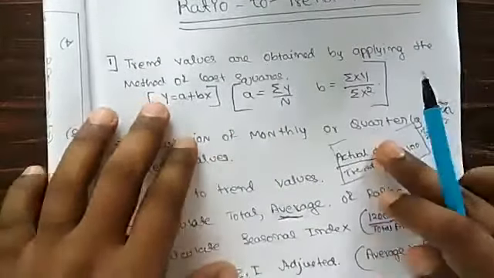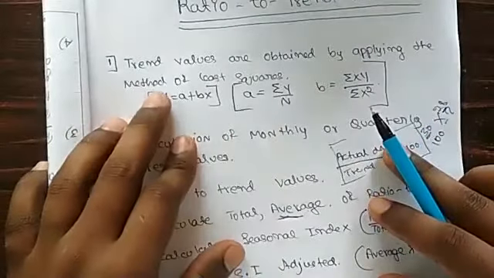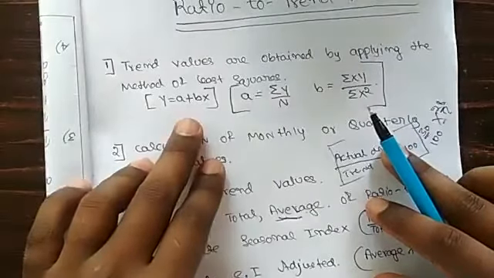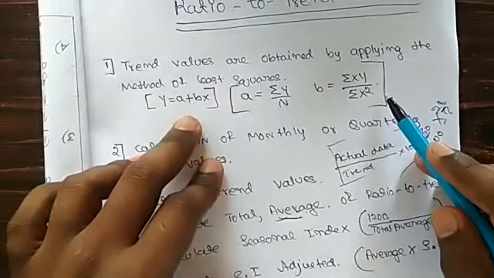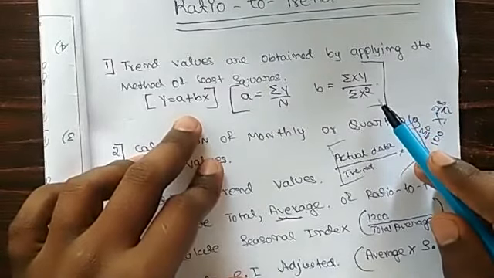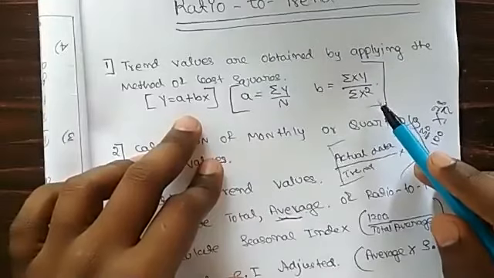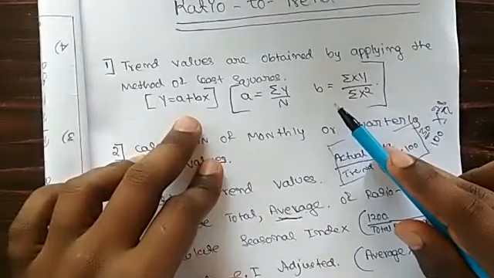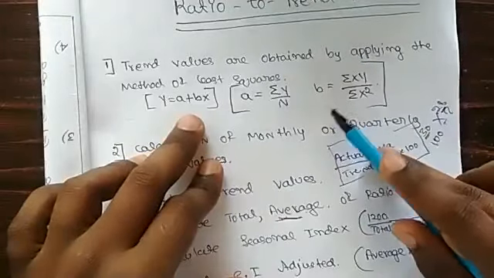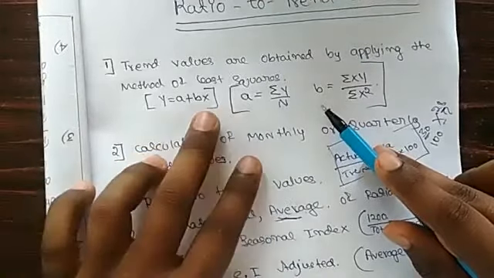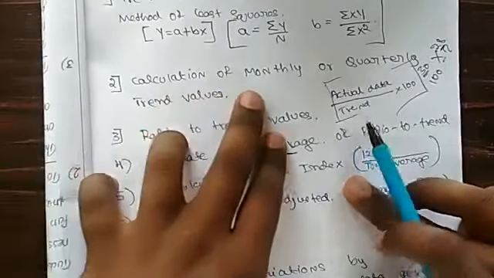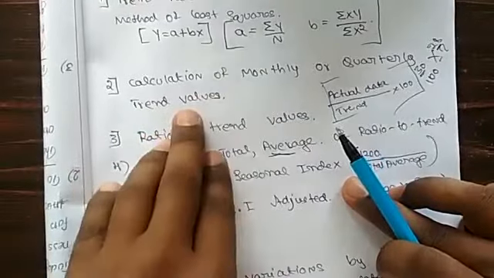Once again, see the first step, you have to find out trend values by using least square. While calculating trend values for given data, first you have to convert quarterly data or monthly data into annual data by taking average. Then find out trend values by using this equation. Then once you calculated trend values, calculate monthly trend or quarterly trend values.